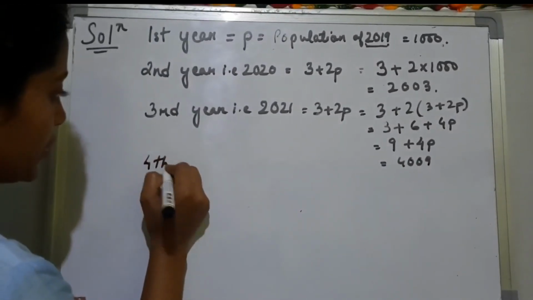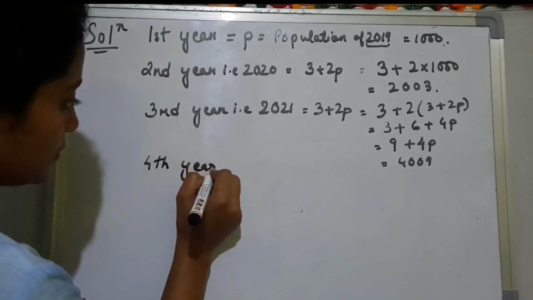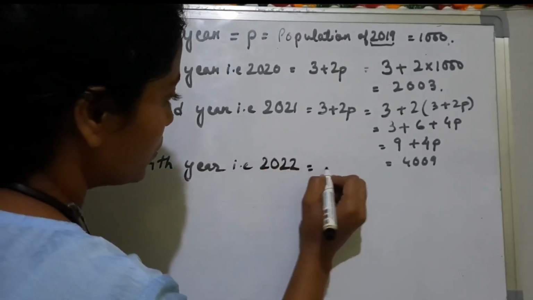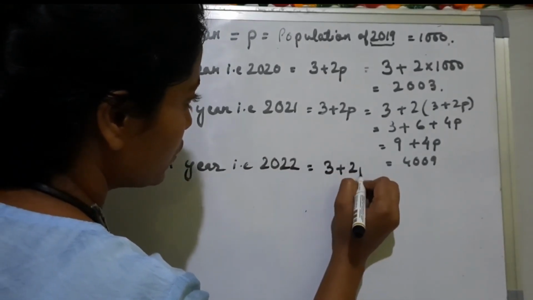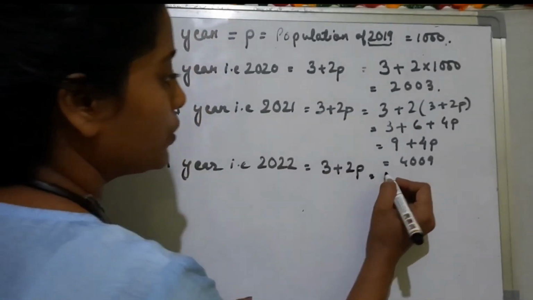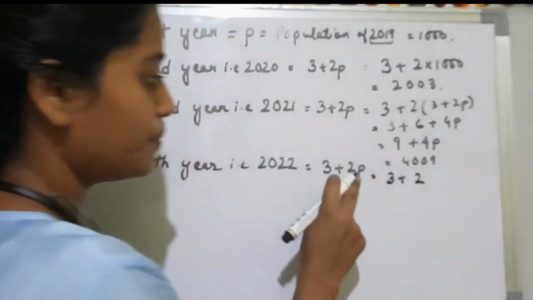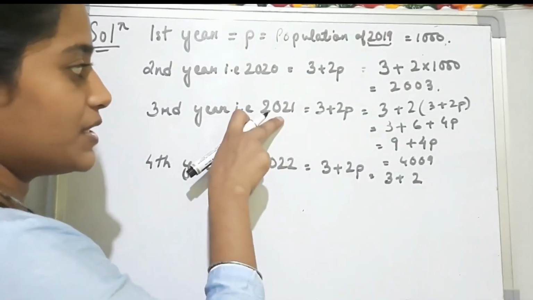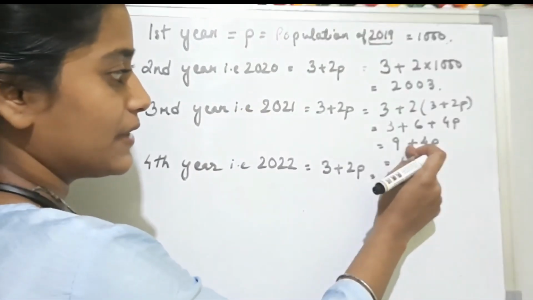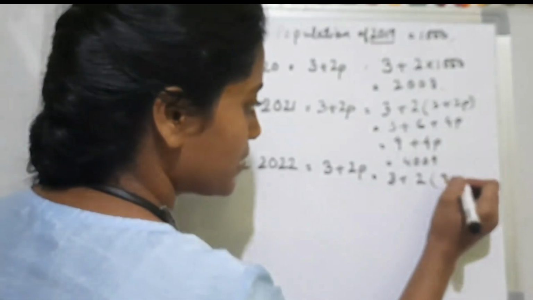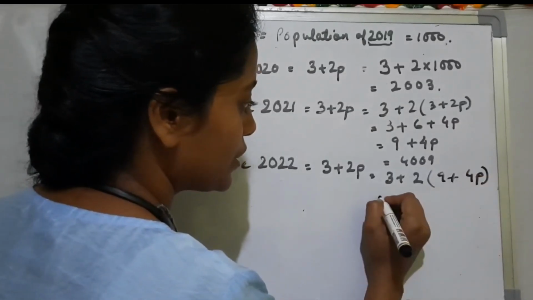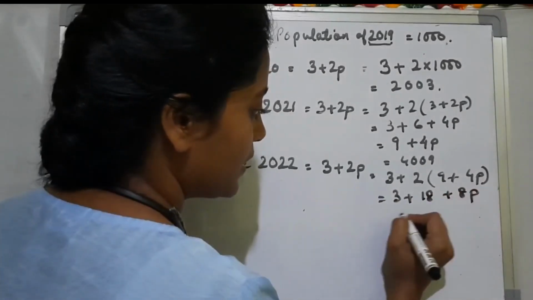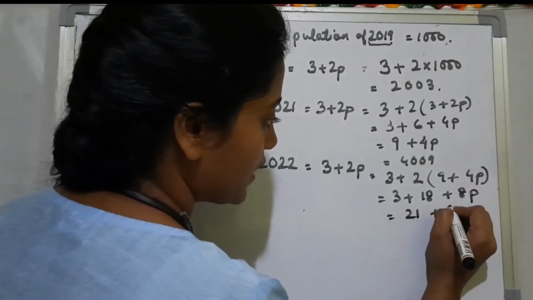Similarly, the fourth year population, that is 2022, equal to 3 plus 2P, equal to 3 plus 2. P is the previous year population. So for this 2022, the previous year is 2021. And here it is given 9 plus 4P. We have got 9 plus 4P. So here it is 3 plus 18 plus 8P. That is 21 plus 8P.